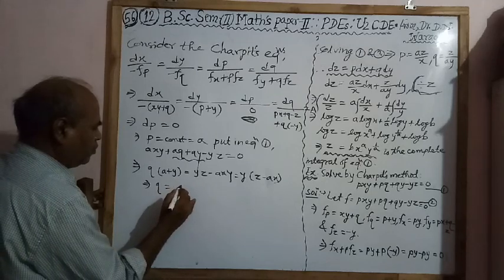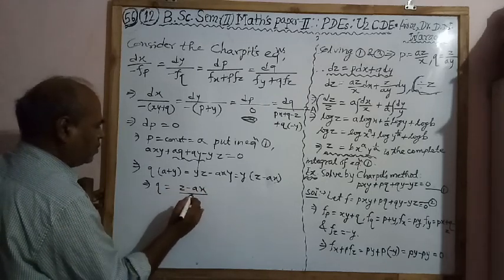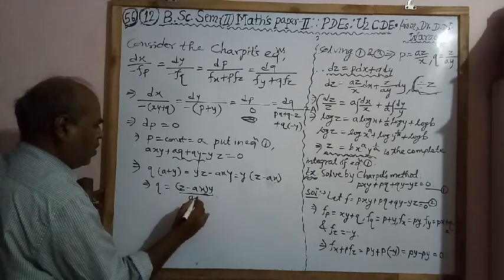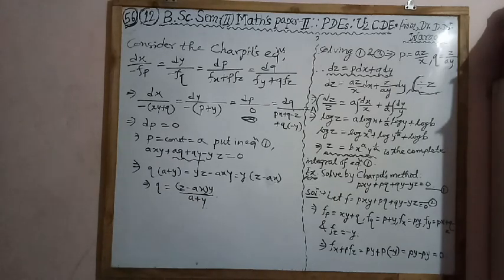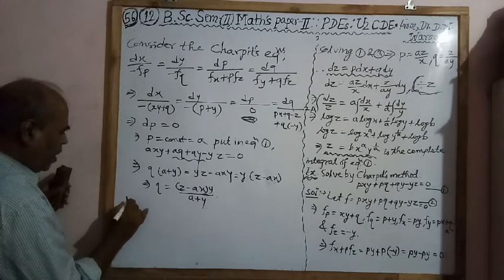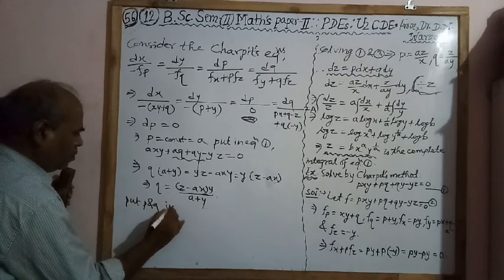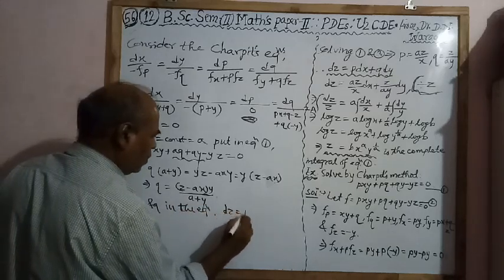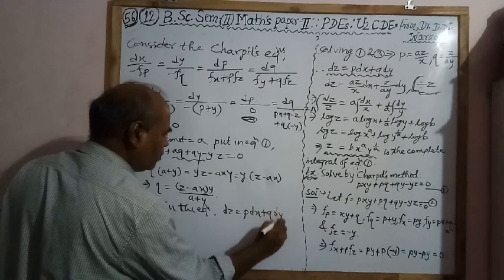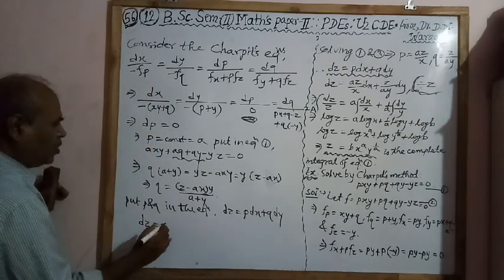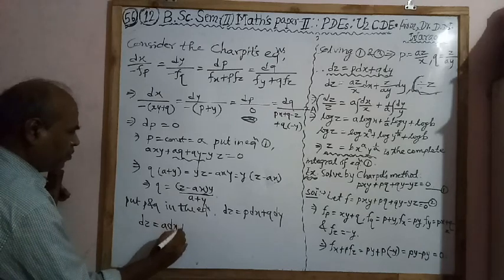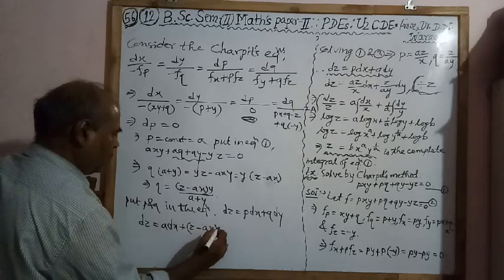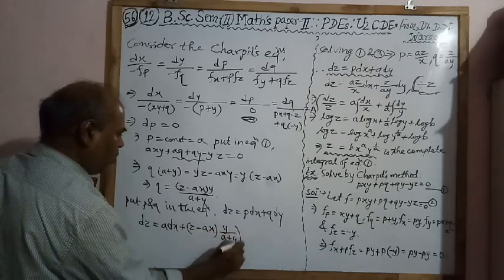Therefore q equal to z minus ax into y divided by a plus y. Therefore, substituting p and q in the equation dz equal to p dx plus q dy, we get dz equal to a dx plus q dy, that is z minus ax into y divided by a plus y.